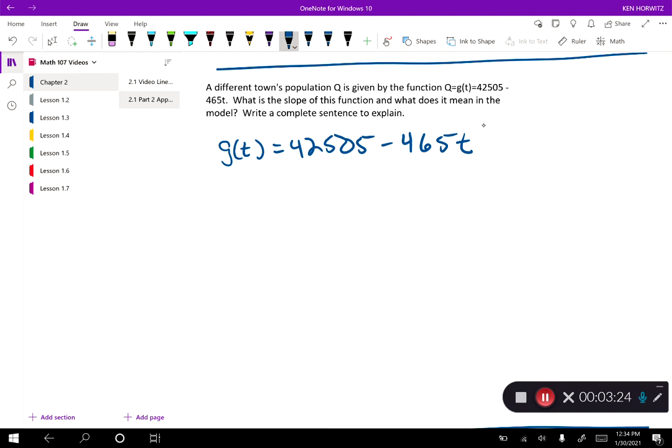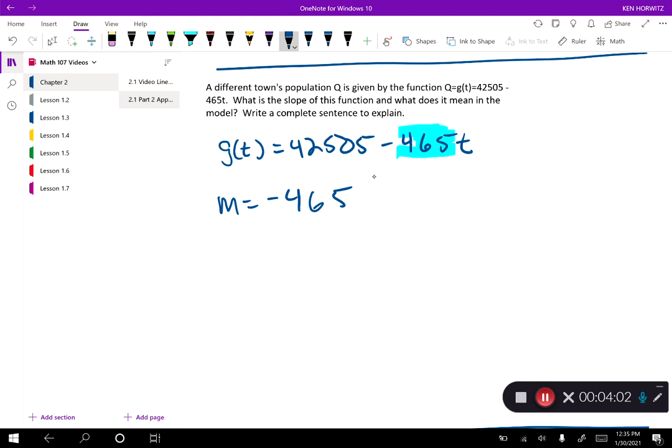All right. So we've got to figure out what our rate of change is and what is staying constant. Well, even though this is out of order technically, my rate of change is right here, the 465, because in year 0, we have 42,505. In year 1, we're subtracting 465. In year 2, we're subtracting 465 times 2. All right, so my slope equals negative 465.